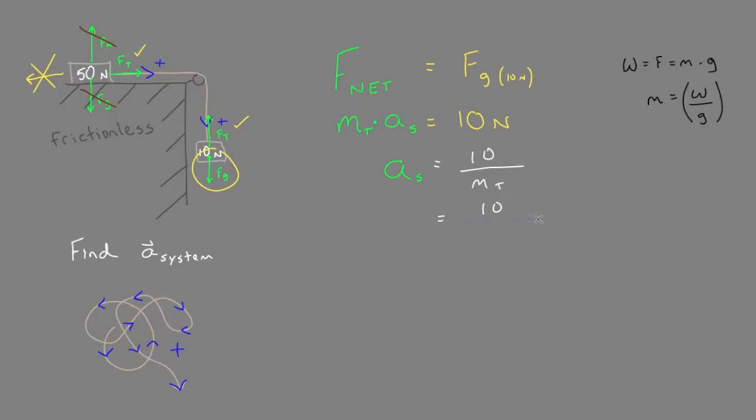So the total mass is the weight of the one mass divided by gravity. We use 9.8 plus the weight of the other divided by gravity. Simplifying this, we get 10 divided by 6.12, which equals 1.63 meters per second squared.